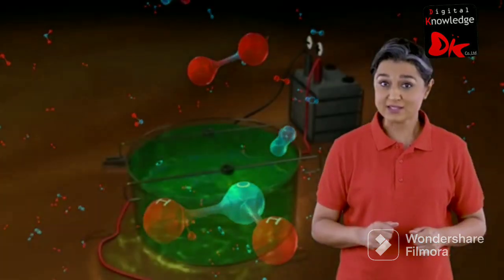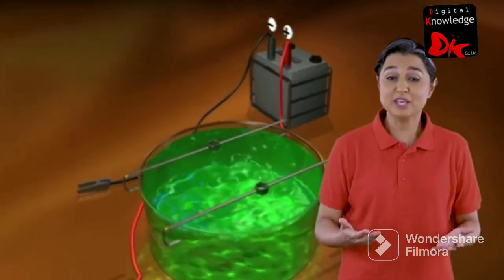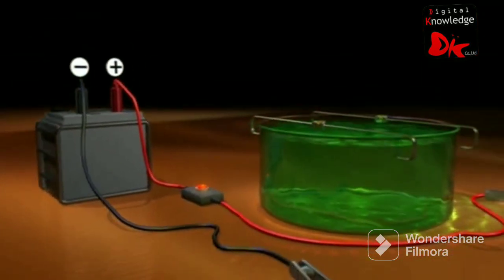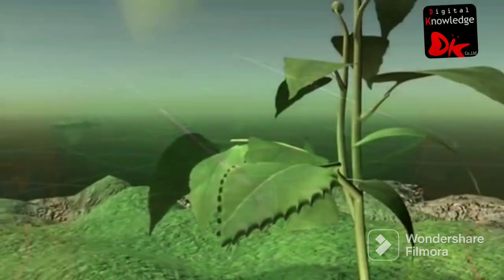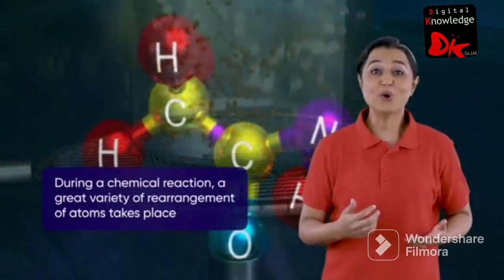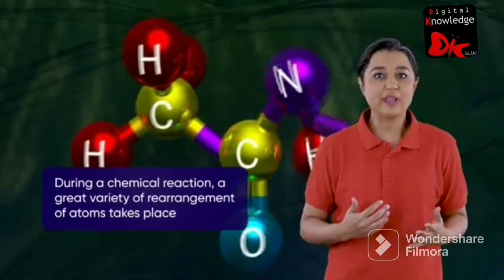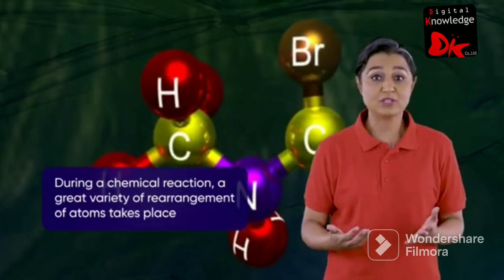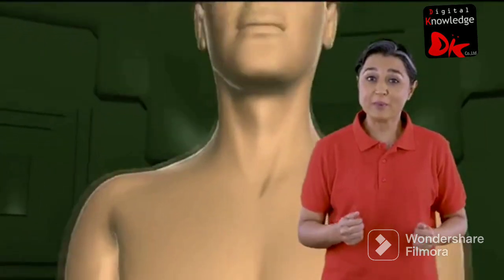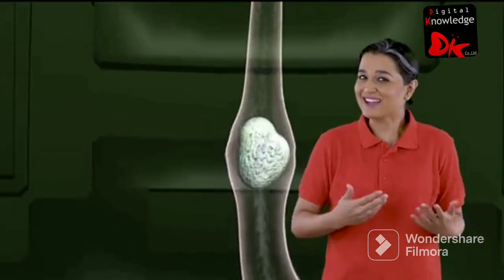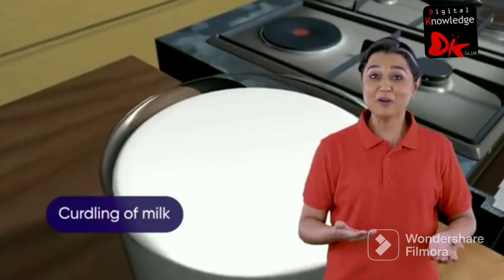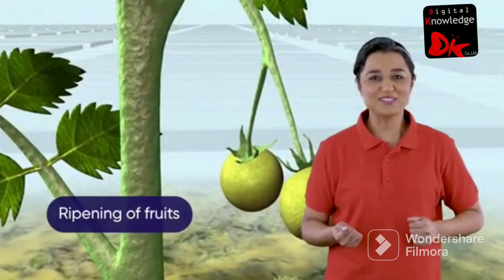It is often necessary to supply energy to keep the chemical reaction going. The energy supplied may be in the form of electricity, light, or heat. During a chemical reaction, a great variety of rearrangement of atoms takes place. There are several examples of chemical reactions taking place in our daily lives, like digestion of food, the curdling of milk, the ripening of fruits, etc.